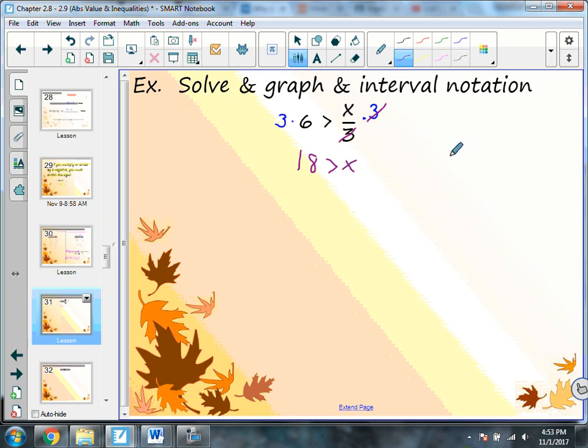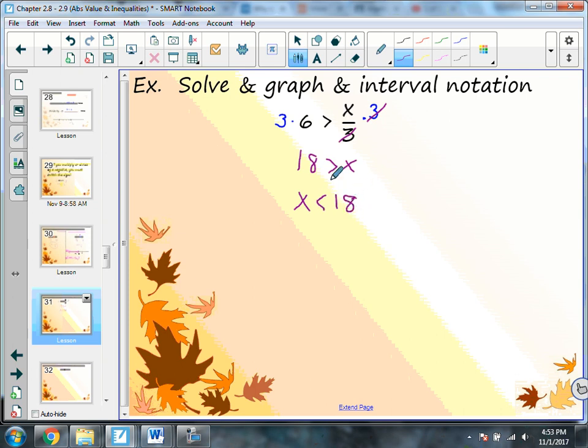Do I need to switch the sign? No, I do not, because I did not multiply or divide by a negative. You can multiply or divide by a positive all day long. You don't have to switch the sign. But if it's by a negative, you do. Now, however, when I have inequalities, I always like to see the x go first. So when I have the x go first, I have to reverse the order of the entire inequality. So x is less than 18.